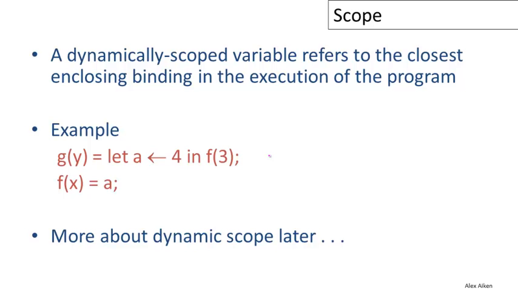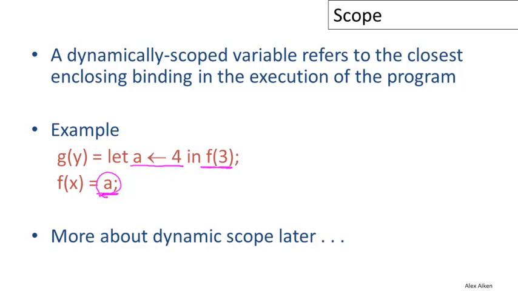So in a dynamically scoped language, a variable would refer to the closest binding in the execution of the program, meaning the most recent binding of the variable. So here's an example. Let's say we have a function g, and g defines a variable a, initialized, say, to 4, and then it calls another function that isn't in the same syntactic scope. Here I've written f right next to g, but actually f could be in some completely other part of the code, and f refers to a. And the question is, what is the value of a here?